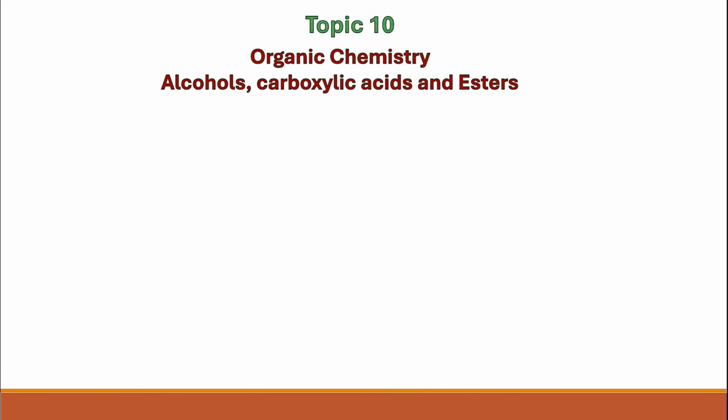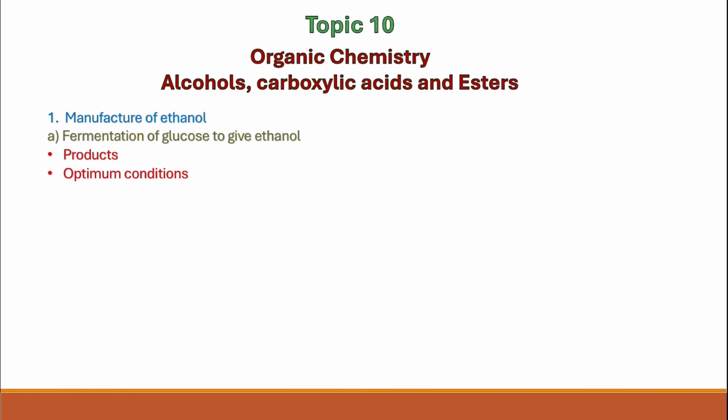Organic chemistry. So the main topics that are only in paper 2 are the alcohols, carboxylic acid, and esters because they are not part of paper 1. So the most common type of question that comes related to these is the manufacture of ethanol, so fermentation of glucose to give ethanol, the product here, and the optimal conditions. So if the fermentation comes, they're going to ask you about the optimal conditions.